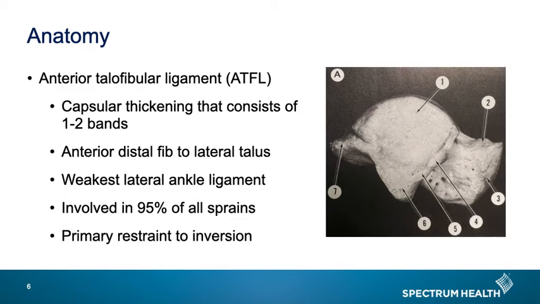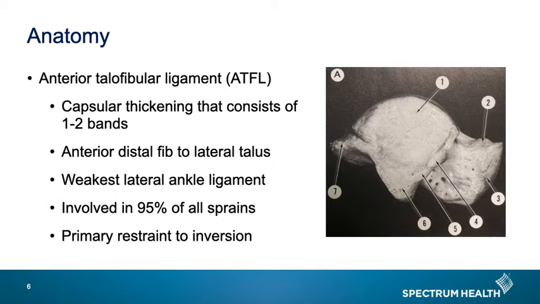When we look at the anterotalofibular ligament, this is essentially a thickening of the capsule into one or two bands in the lateral side of the ankle, and it goes from the anterior distal fibula to the lateral talus. You can see here on the cadaveric ankle, on the talus, marks 4 and 5. This is the attachment site of the anterotalofibular ligament, just past the cartilage that articulates with the lateral fibula, and just before the neck of the talus.